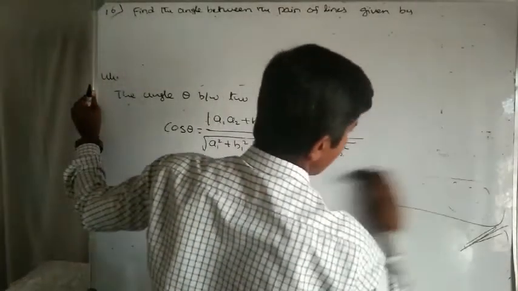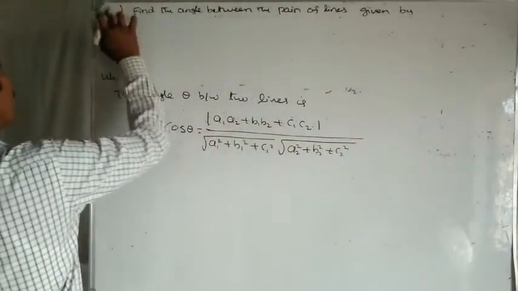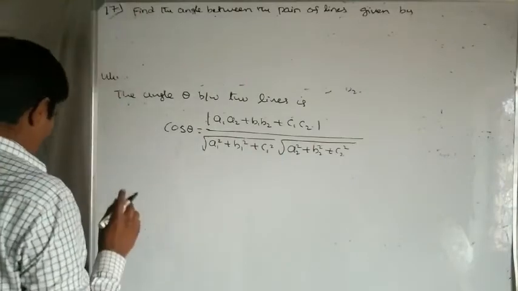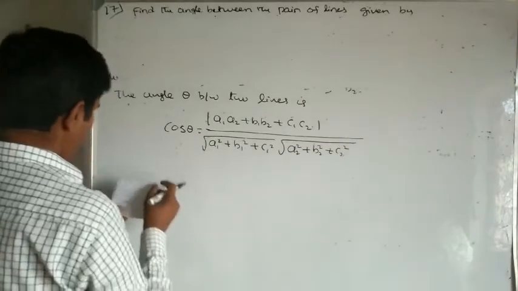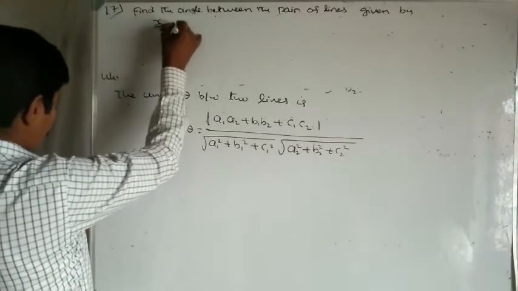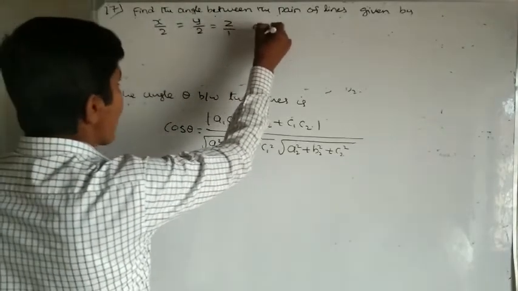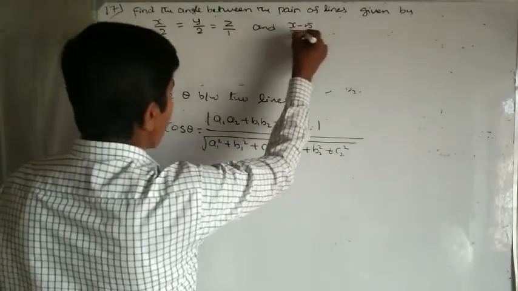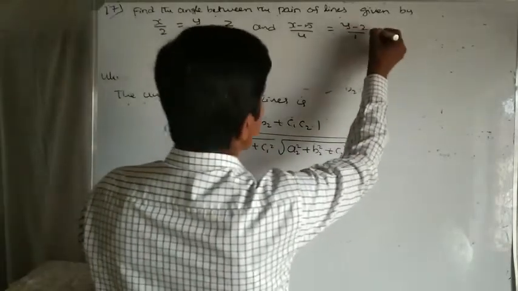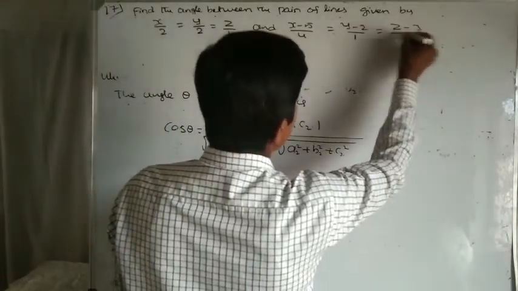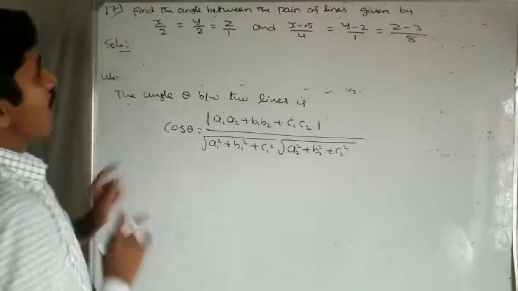Seventeenth problem. Find the angle between the pair of lines given by x by 2 equals y by 2 equals z by 1, and x minus 5 by 4 equals y minus 2 by 1 equals z minus 3 by 8. Find the angle between the pair of lines.